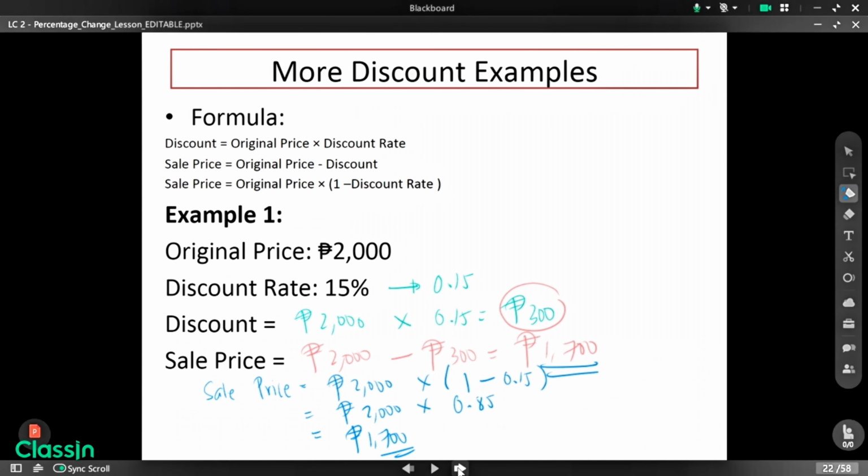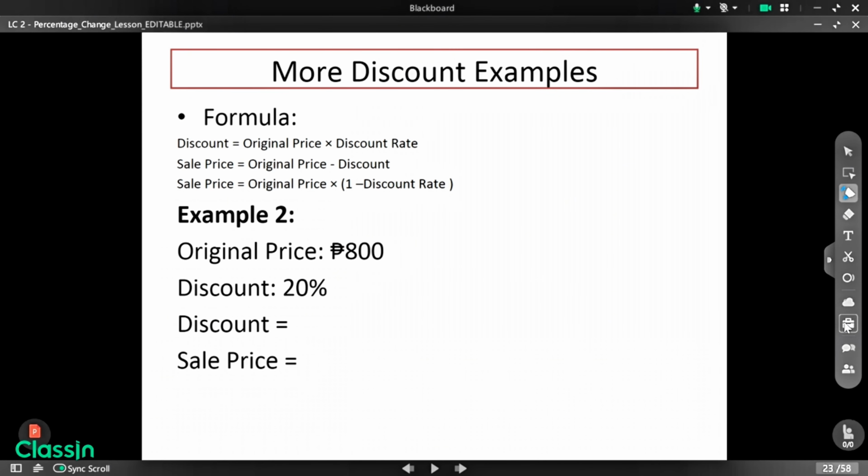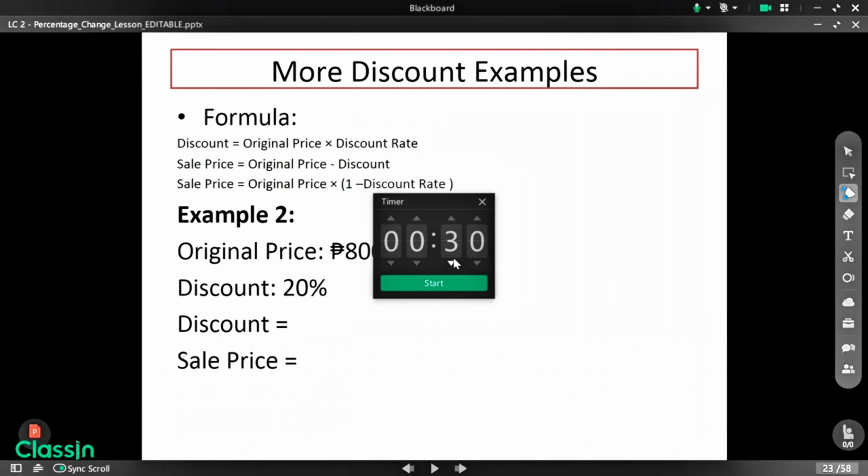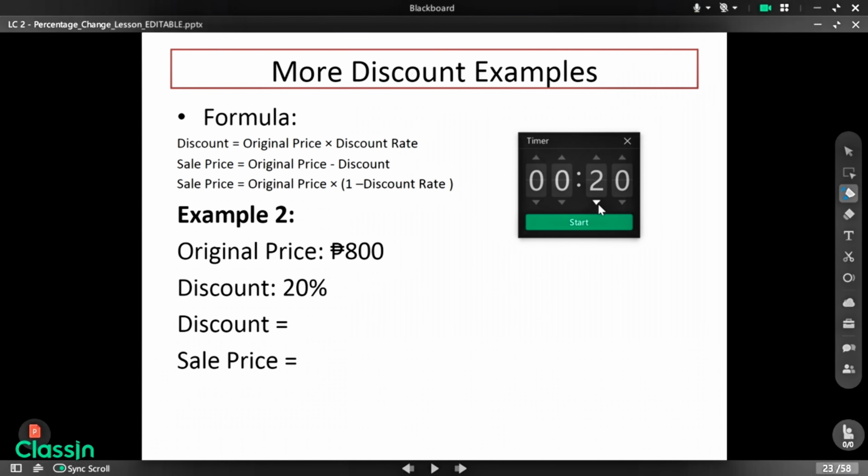Alright, now it's your turn. Would you mind to do it? Only for 20 seconds. Your timer starts now.